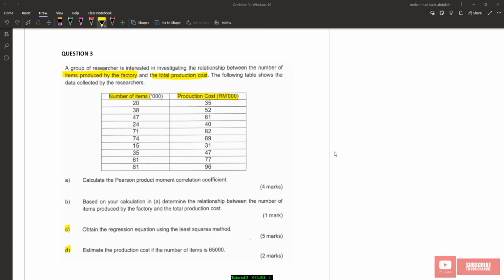What is the logic behind that? So I give you 5 minutes to think first. What is the dependent variable and what is the independent variable? Does total production cost depend on number of items produced, or does number of items produced depend on total production cost? 5 minutes, rest.